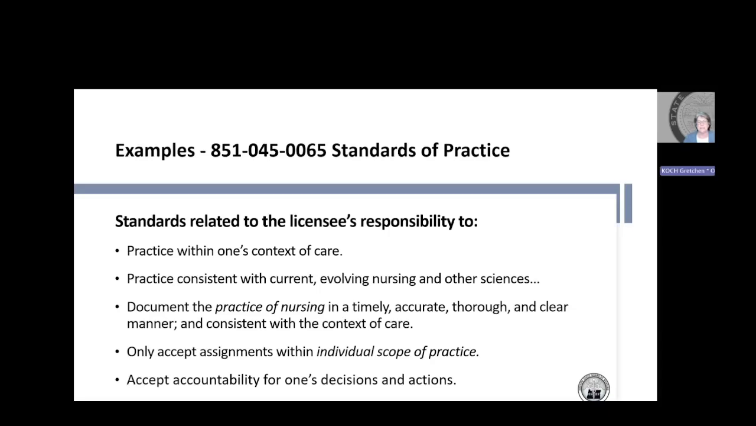The fourth standards example here establishes that the individual nurse must only accept an assignment that is within their individual scope of practice. Now, for those not familiar with the term individual scope of practice, it's defined in Division 6, and it means a nurse's known set of activities, interventions, and roles occurring within their practice of nursing for which they possess the competencies necessary to perform safely in their context of care. And we'll have additional content on individual scope of practice in a separate video.